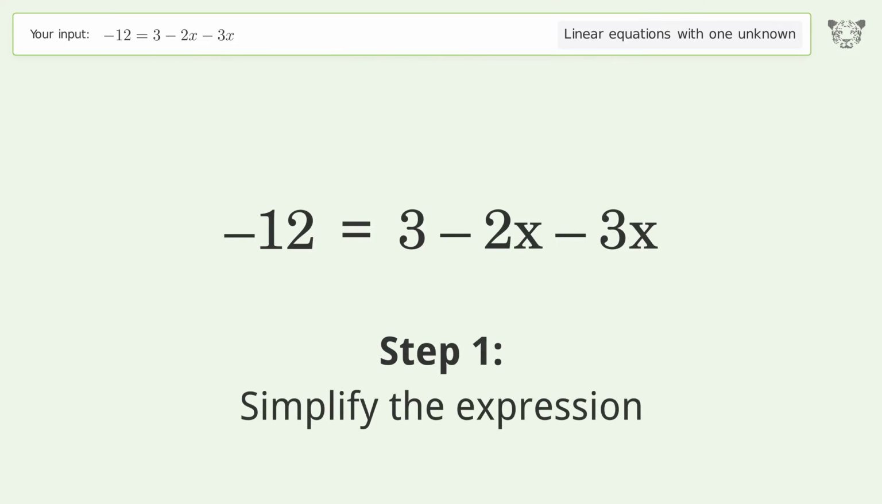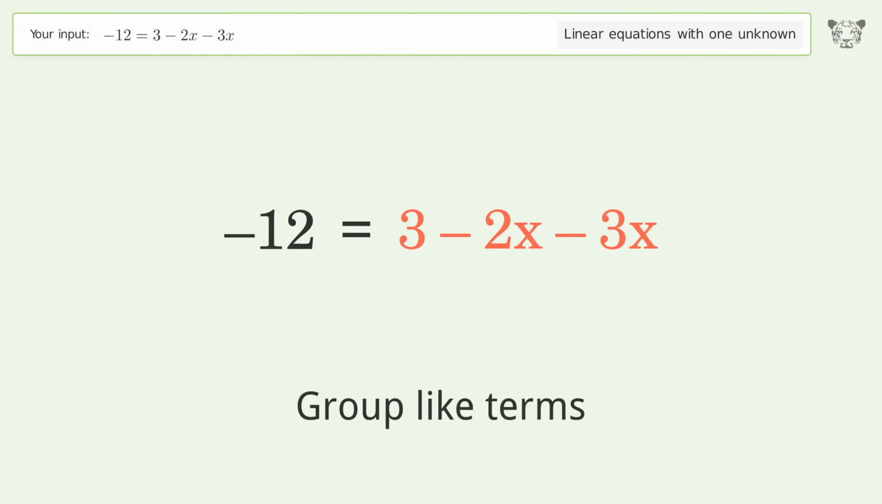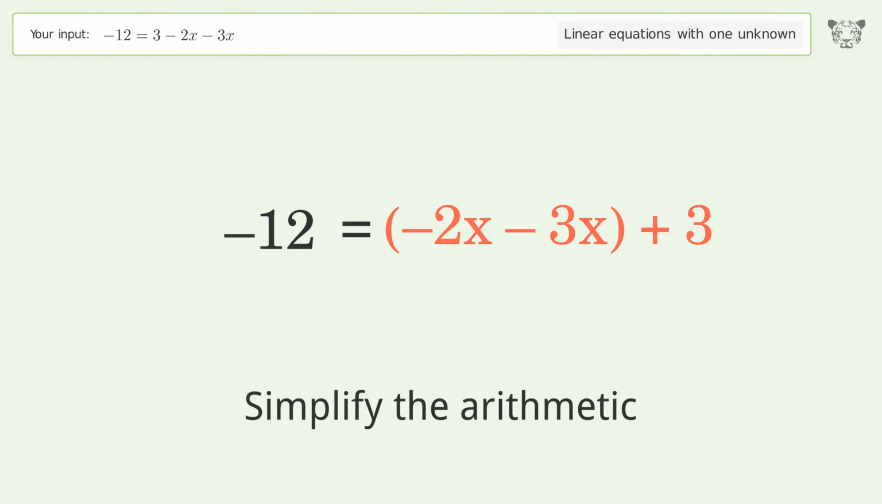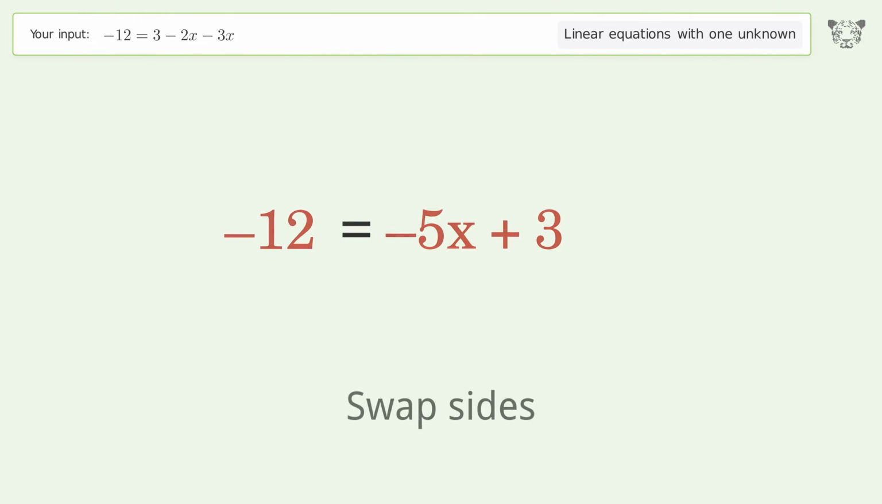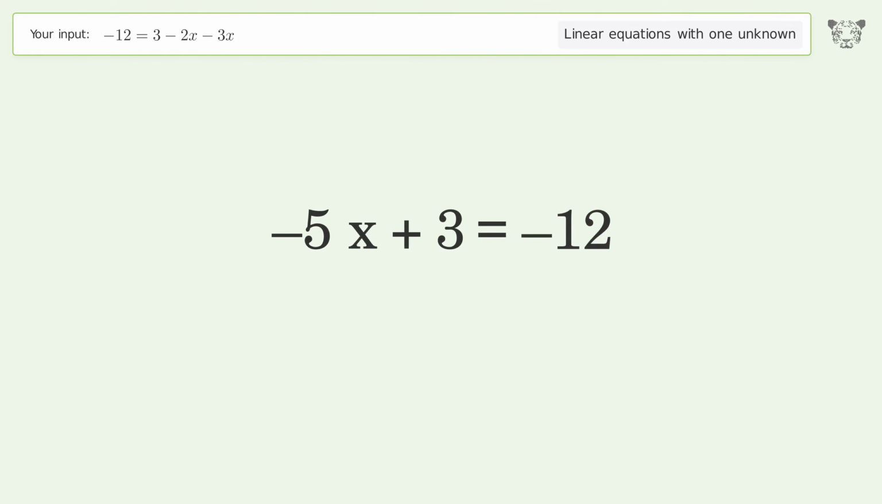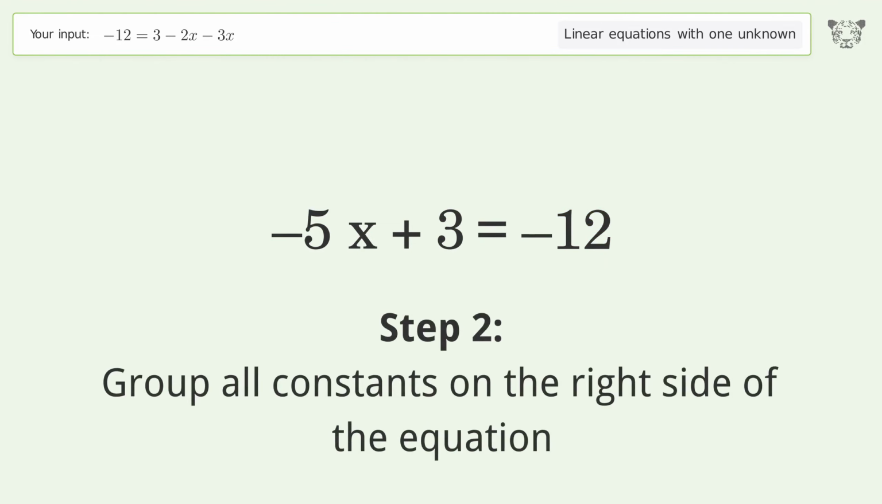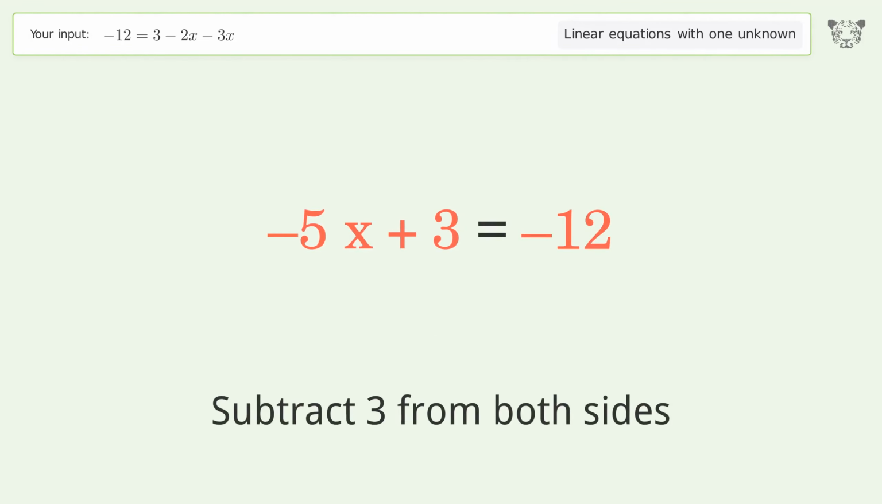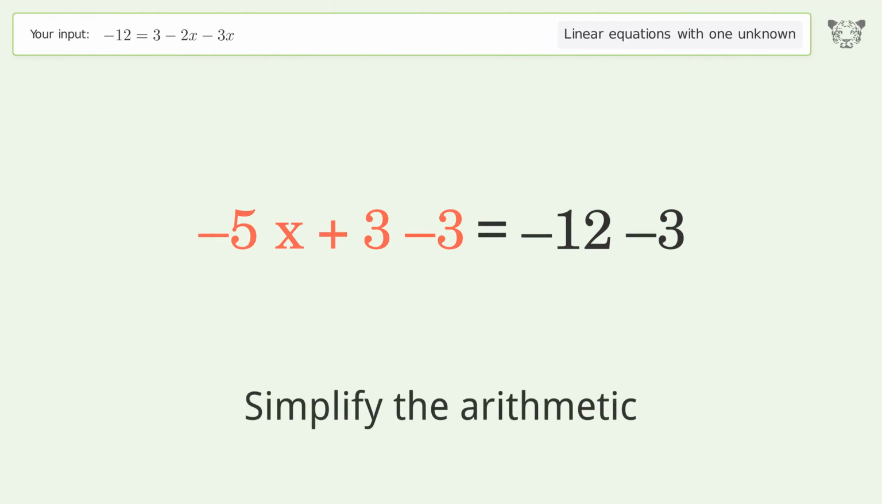Simplify the expression. Group like terms. Simplify the arithmetic. Swap sides. Group all constants on the right side of the equation. Subtract 3 from both sides. Simplify the arithmetic.